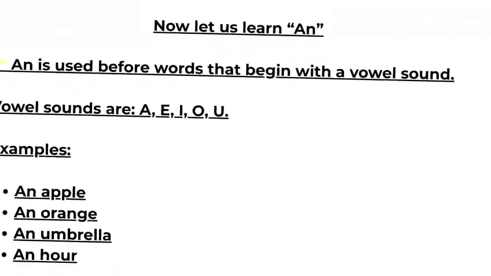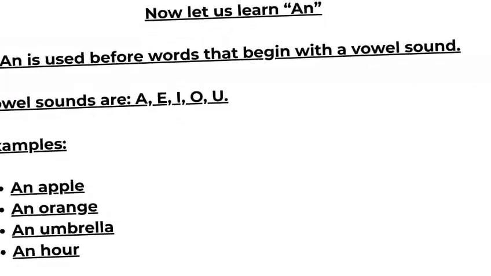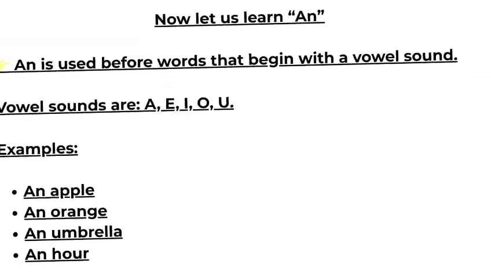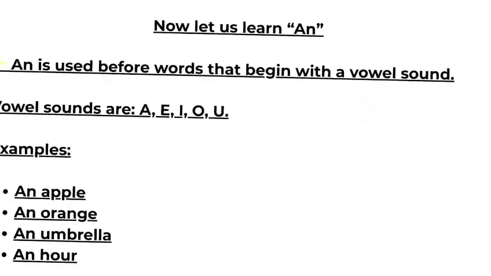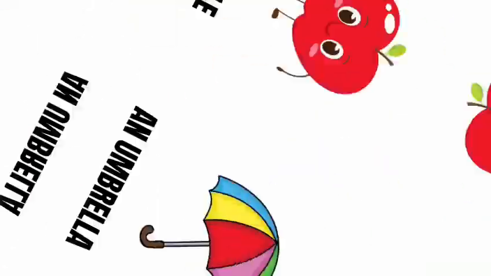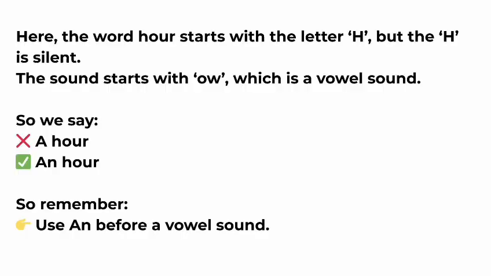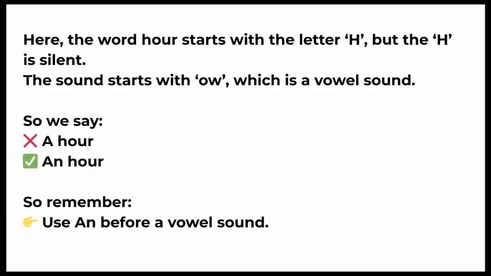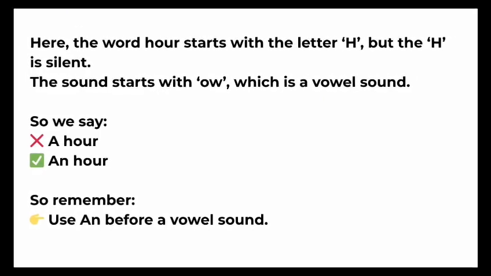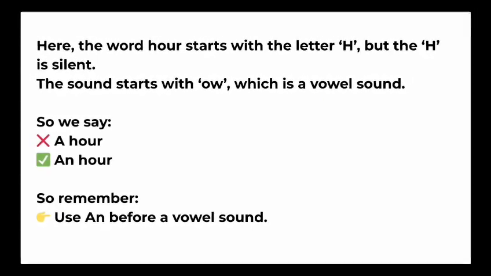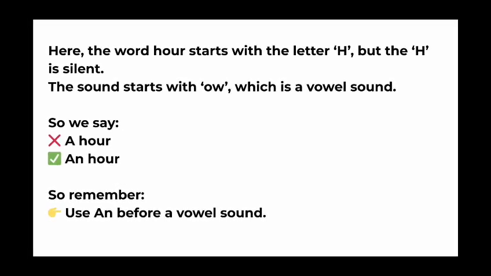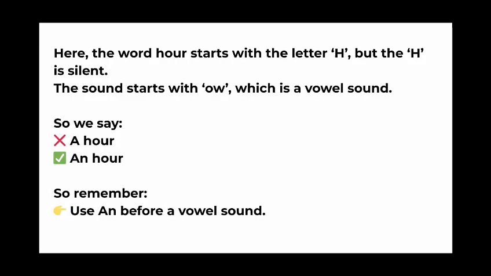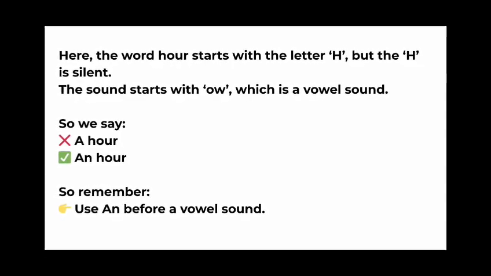Now let us learn "an". "An" is used before words that begin with a vowel sound. Vowel sounds are A, E, I, O, U. Examples: an apple, an orange, an umbrella, an hour. Here, the word hour starts with the letter H, but the H is silent. The sound starts with "ow", which is a vowel sound. So we say "an hour", not "a hour". So remember, use "an" before a vowel sound.